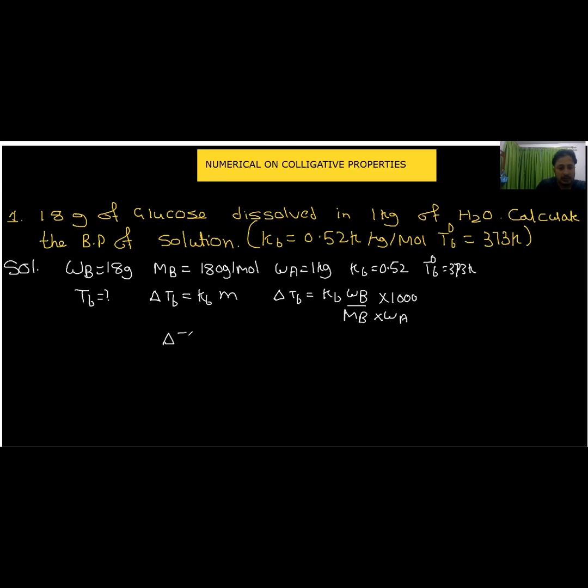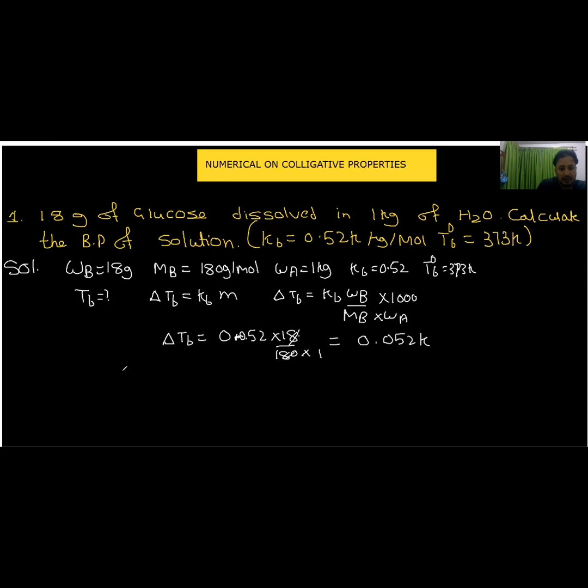So the delta Tb value will be equal to 0.52 multiplied by 18 divided by 180 into 1. The mass of the solvent is given in kg only, so no need to write 1000. I mentioned 0.052 by mistake, it was 0.52. Calculating the value, delta Tb will come 0.052 Kelvin.